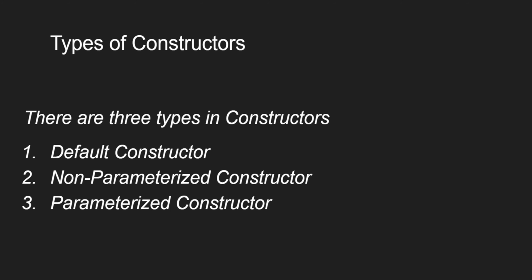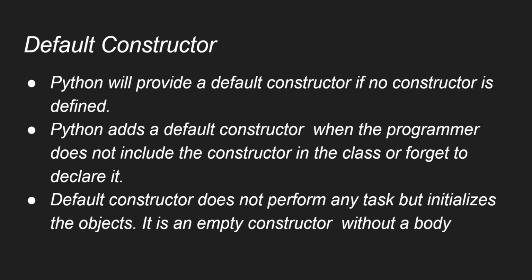Types of constructors. There are three types of constructors: default constructor, non-parameterized constructor, and parameterized constructor. Default constructor: Python will provide a default constructor if no constructor is defined. Python adds a default constructor when the programmer does not include the constructor in the class or forgets to declare it. The default constructor does not perform any task, but it initializes the objects. It is an empty constructor without a body.